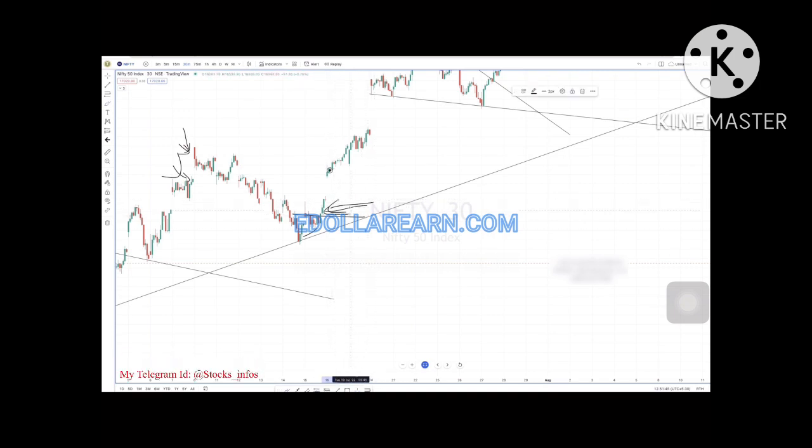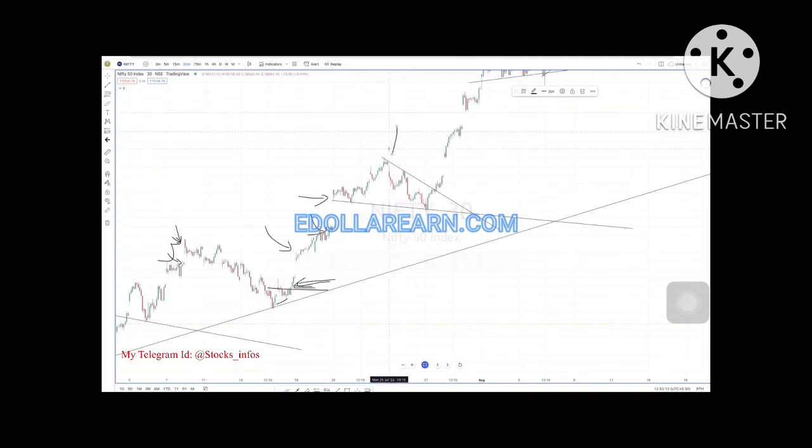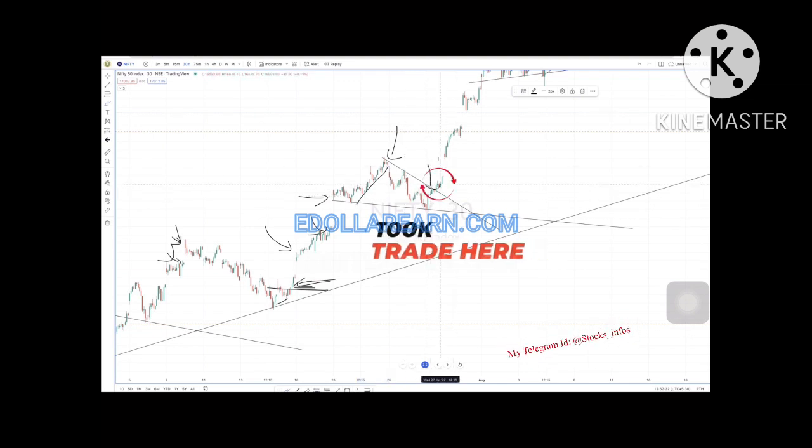Okay, and I was holding here, I was holding here, I did not close it. So this is when I closed it. This was a wonderful trade from me, and using just pure price action. Again a consolidation. I did not take any trade here because I didn't find any setup, so I did not take any trades, and I think I took a trade after this area.